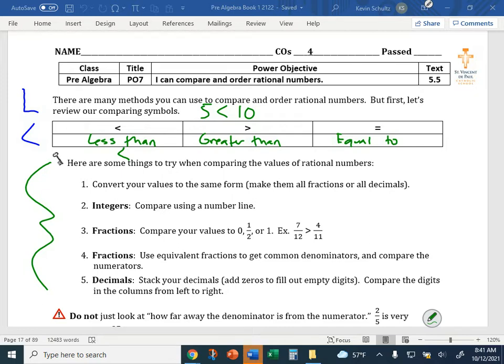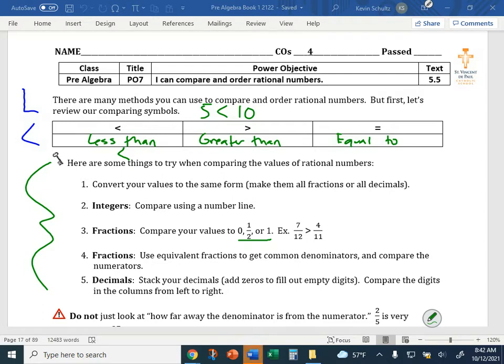For integers, it's going to be helpful to use a number line. Visualize where on the number line each number is. And as Dayton said, the further to the left you are, the lesser the values are. For fractions, we talked about two methods. We're going to talk about comparing values to 0, 1/2, or 1.